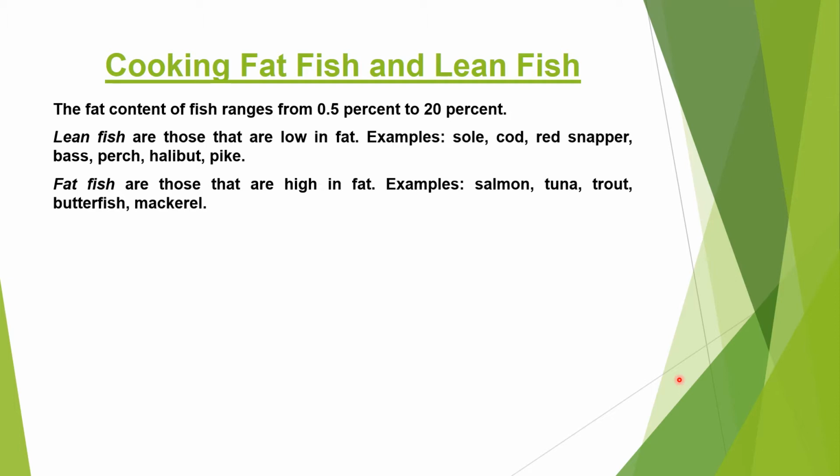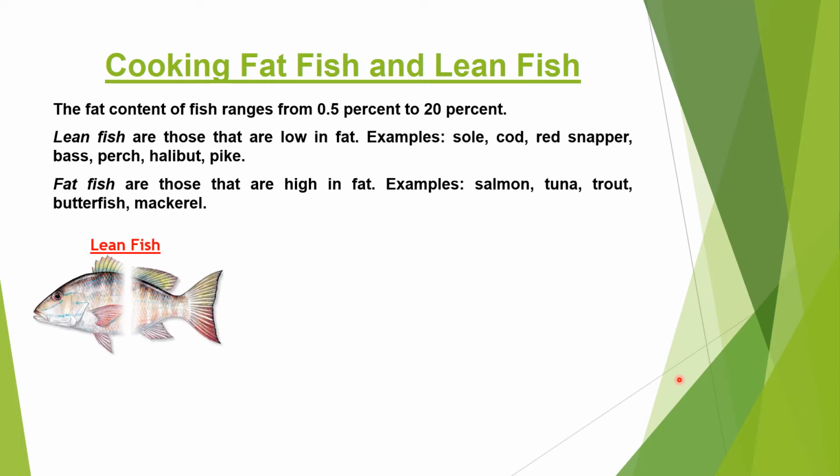So over here, this is cooking in fat and different types of fish. So the lean fish, you can see over here. If I have a picture, this is a snapper. You can see it over here. This is a red snapper. I decided to use this because it's most commonly known here in Belize. Snapper is very common here in Belize.